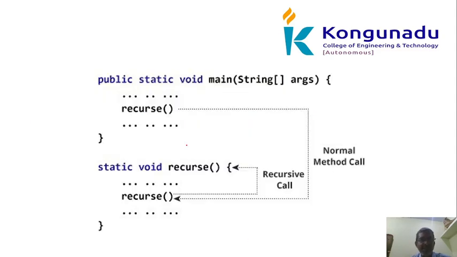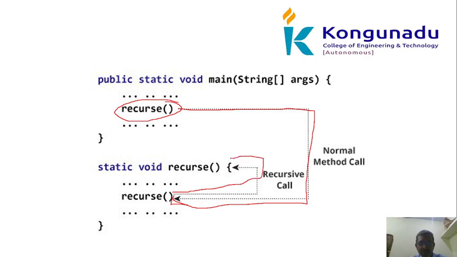This is a neat sketch of the recursion process. Public static void main String args is the main function. Within the main function you have the recurse method, which will call itself again and again. Whenever I call this method, the control goes to the recurse function. Then the recurse function is called again, and again the control goes to the recurse function. So the function calls itself again and again.